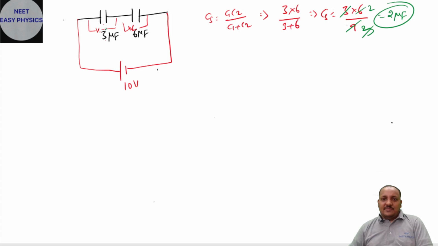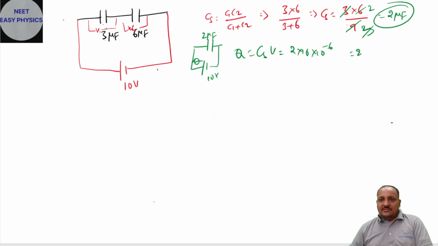Now, effective capacitance is 2 microfarad. This is 2 microfarad. This is 10 volts. Now, what is the charge that is going to be available? Means Q is equal to Cs V. So 2 into 10 into 10 power minus 6. That is nothing but 20 microcoulomb.